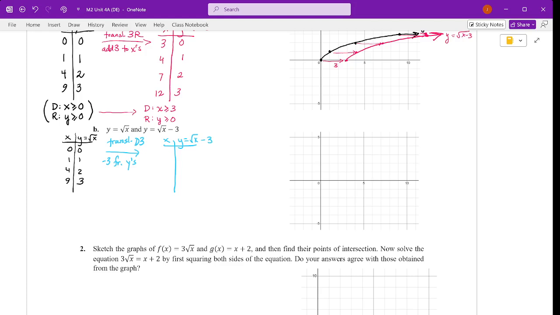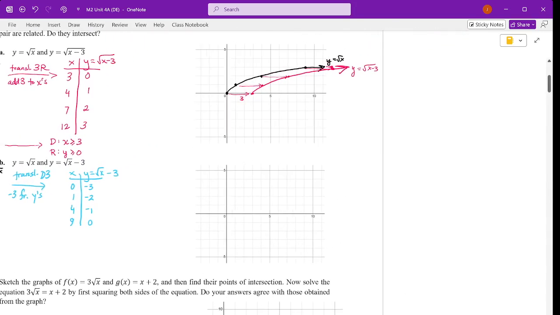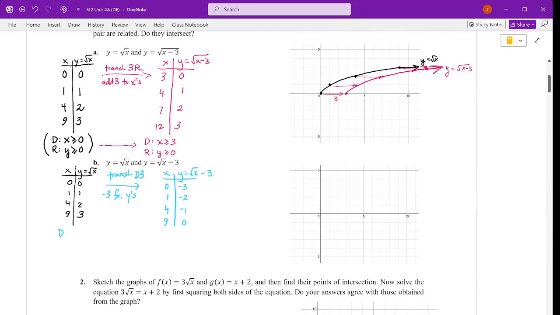Okay, so the x's didn't change. It's 0, 1, 4, 9. But the y's all decreased by 3. So it's negative 3, negative 2, negative 1, 0. And if we go back and we think about domain and range again, for the original, the domain is x is 0 and bigger, and the range is y is 0 and bigger. And then if you think about what we did, we had to subtract 3 from the y's, but nothing to the x's. So the x's stay the same, but the y's are now greater than or equal to negative 3.